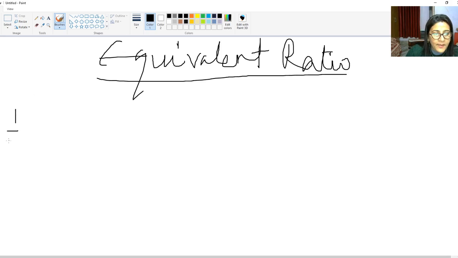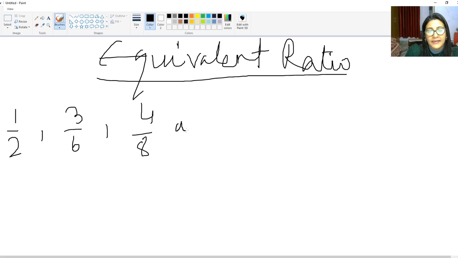See here, 1 by 2, and 3 by 6, after that 4 by 8. All these are equivalent ratios. Now you might be thinking how they are equivalent ratios. Equivalent ratio means that once we find the simplest form, it should be the same.